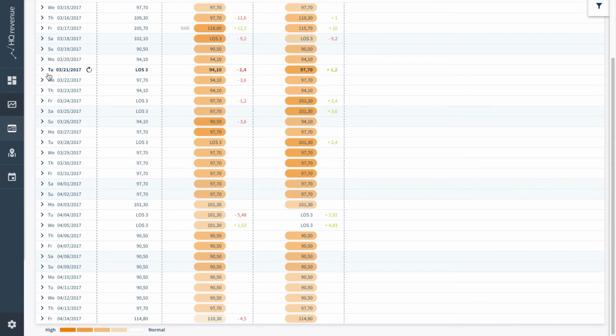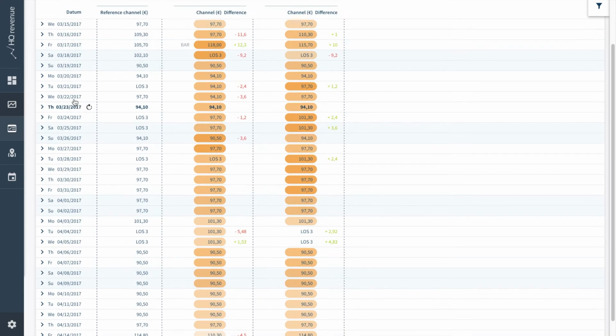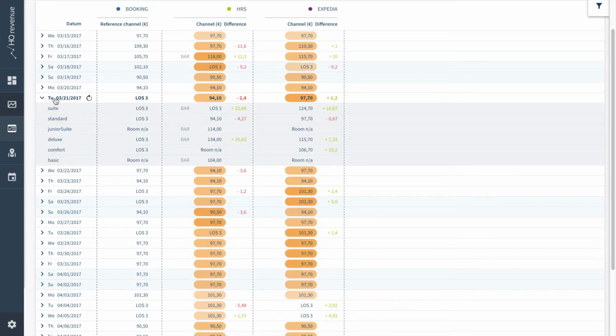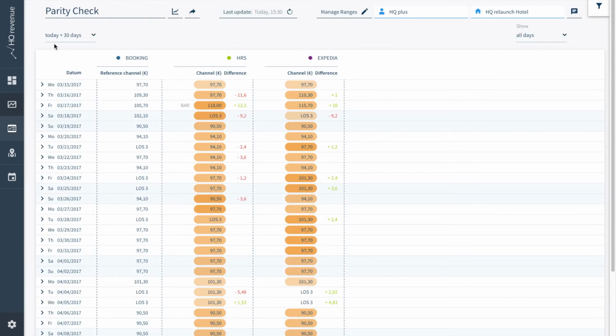Also, one of the great things about HQ Plus is the rate parity check. Because the online distribution world has become so complex over the years, and we've lost a certain amount of control of what's being sold where, we can pinpoint any rate disparity issues that may come up very, very quickly with the rate parity check function. We can also use it regularly to keep monitoring the rate parity over various channels to make sure that it is in line with our strategy.